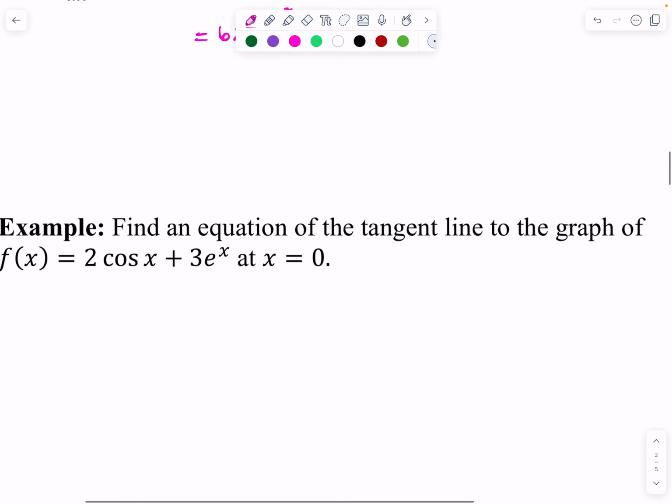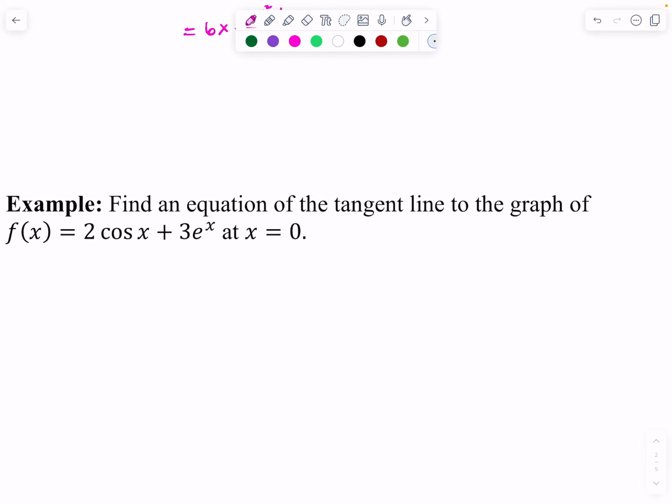Okay, and then for finding the equation of the tangent line to the graph of f of x equals 2 times cosine of x plus 3e to the x at x equals 0. Well, to find the equation of the tangent line, we need a point and a slope. Well, we have part of a point. To find the y-coordinate that goes with the x-coordinate of 0, we can plug 0 in to f.